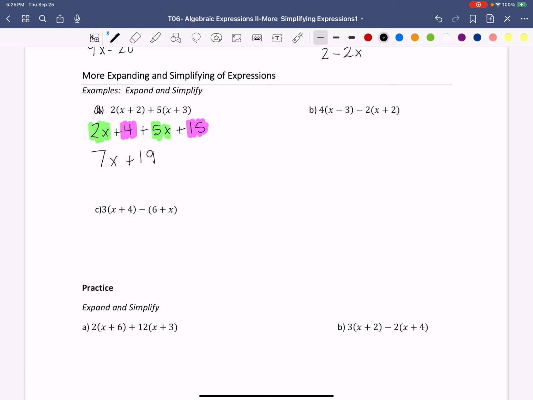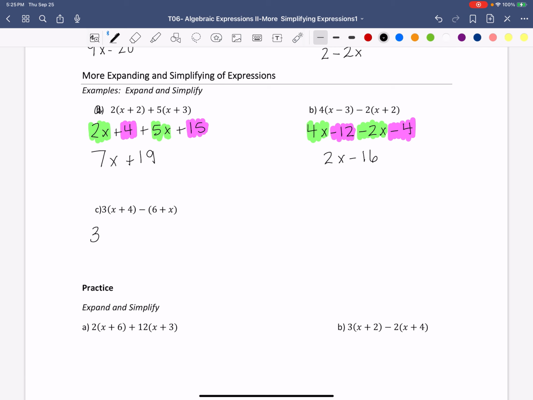For B, same idea. We're going to distribute that 4 into the first bracket, and then distribute that -2 in the second bracket. And then from here, we're able to identify our like terms, and we can simplify this down to 2x minus 16. Question C, same idea.